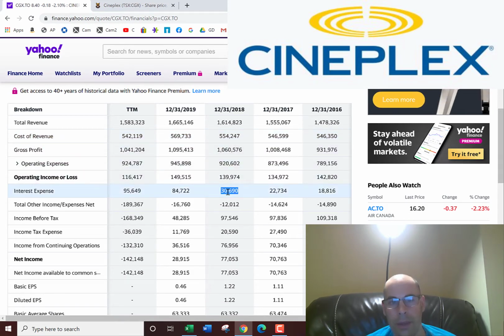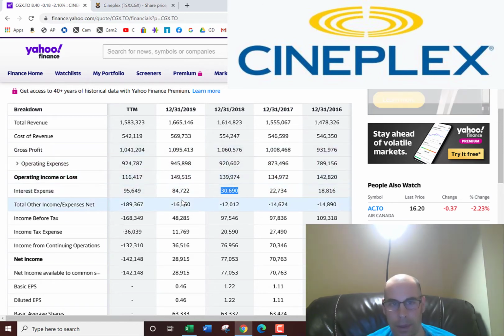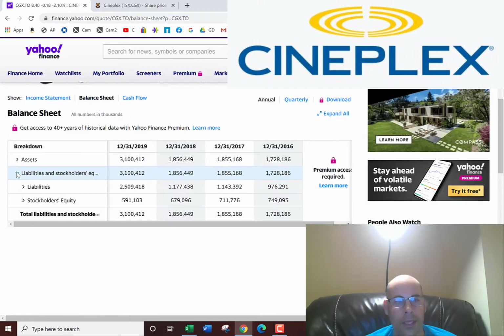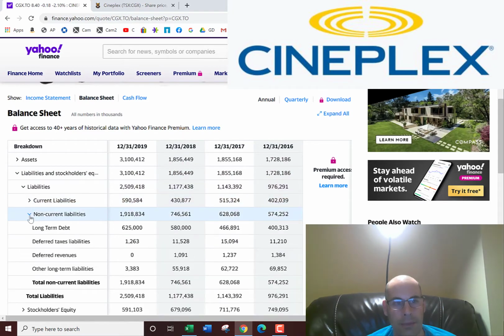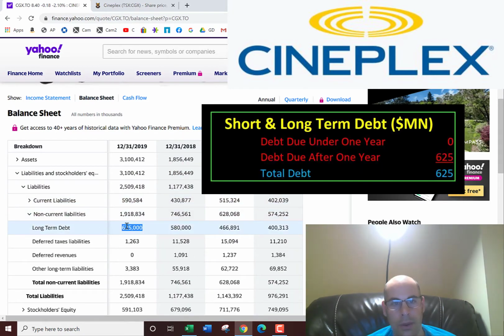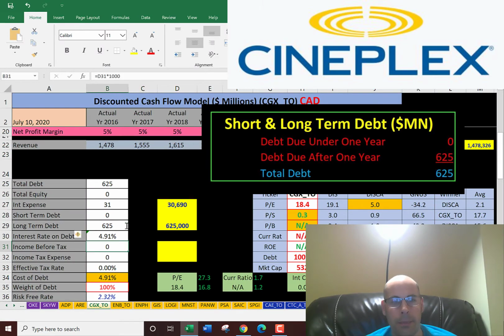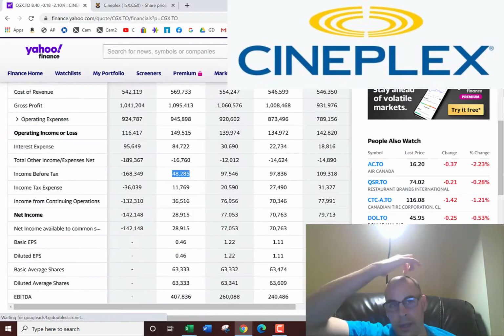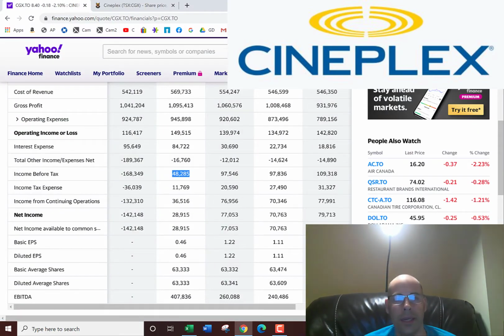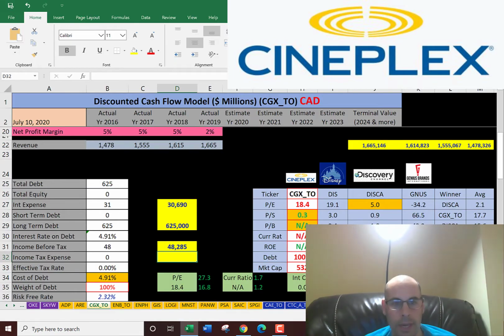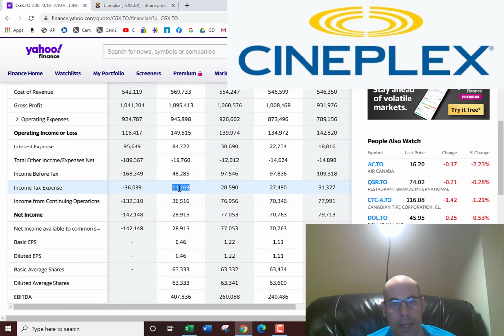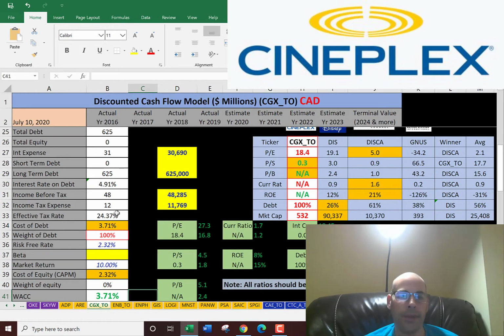So they pay $30 million of interest on the debt, and I'm going to use the 2018 number because I think that applies to the current debt. Let's go to the balance sheet to see how much debt they have. They have $625 million of long-term debt. And that means they pay 4.9% interest on the debt. Interest payments are tax deductible, so let's get their effective tax rate. They made $48 million before taxes, and their income taxes were $11 million. The effective tax rate is 24%. That means their cost of debt is 3.7%.